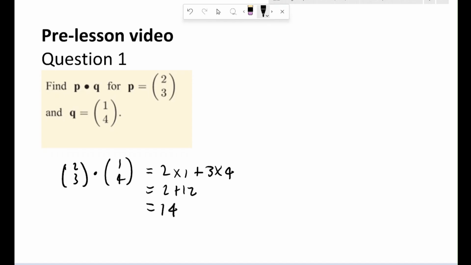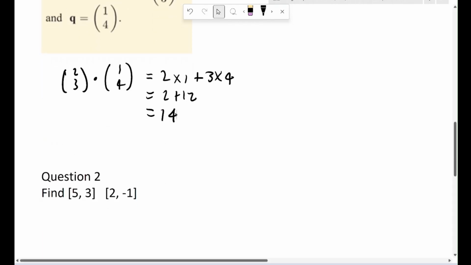I hope we can agree that spits out a number, not a vector. In year 12, we're going to learn a different kind of vector timesing, which does spit out a vector, but that's a long way down the road.